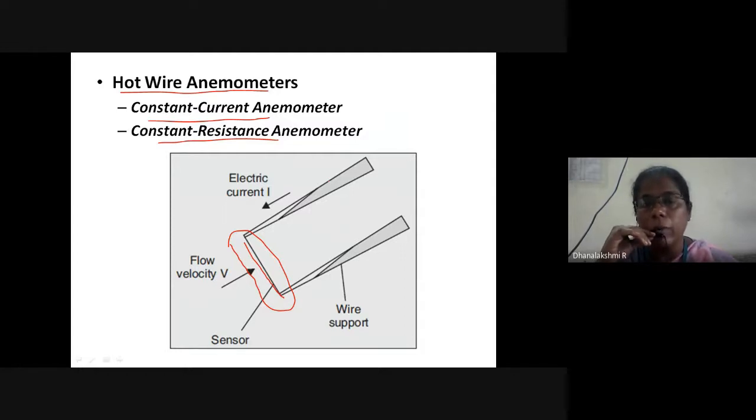So in the constant current anemometer, the current will be constant and there is a change in resistance. Whereas in the constant resistance anemometer, the resistance will be constant and there is a change in current. So these are the two types of anemometers we have.